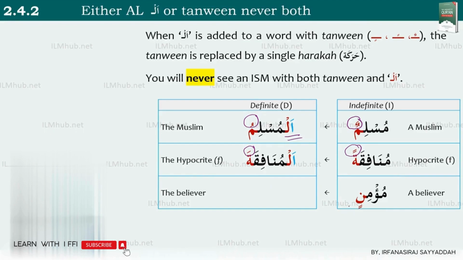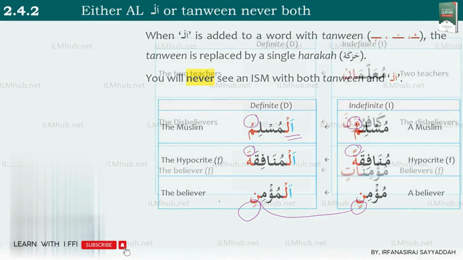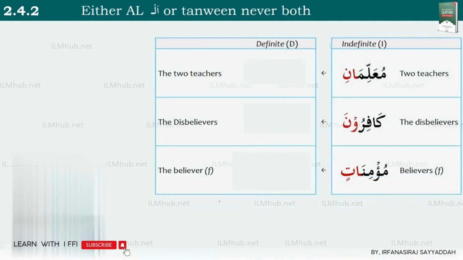And then we have the last example, mu'minin. Mu'minin, a believer. It will simply become al-mu'mini. So all you're going to do is remove the tanween and look for the corresponding single vowel sign, and you'll put that there. So tanween and al never go together on the same word, and whenever you add al, you remove the tanween.